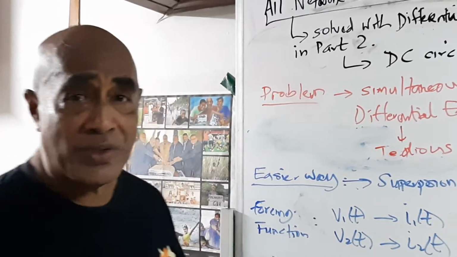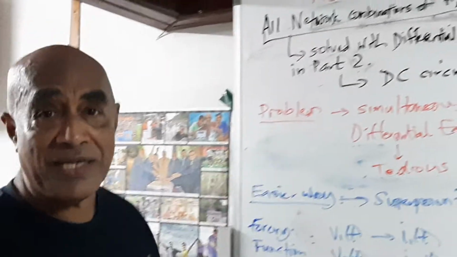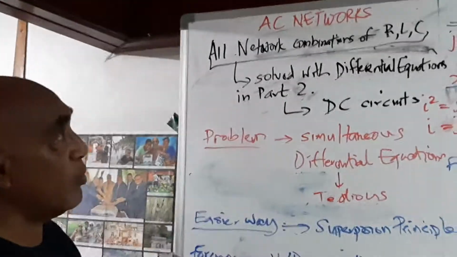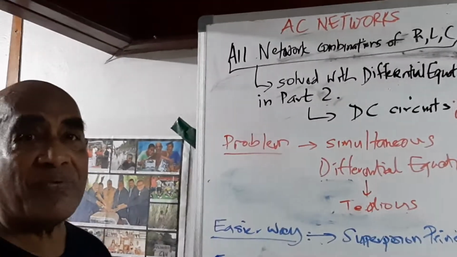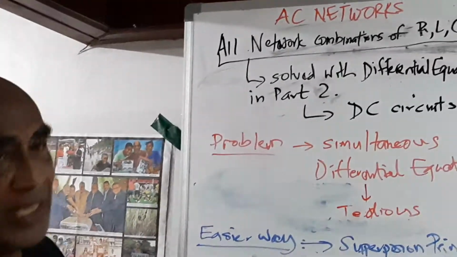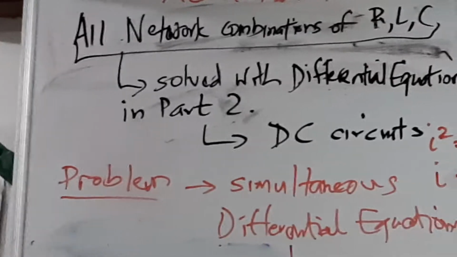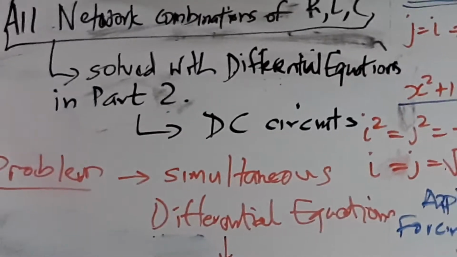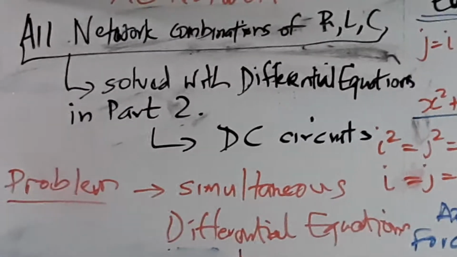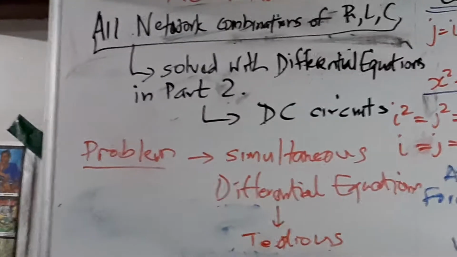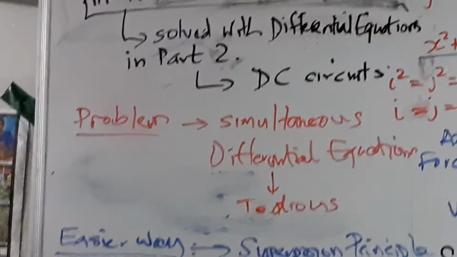Welcome back to the continuing series on AC networks. This is part 3. We know that all network combinations of R, L, and C circuits can be solved with differential equations, and we've seen that in part 2 and earlier on with our classroom work on DC circuits, meaning the forcing functions with DC voltages or DC currents.